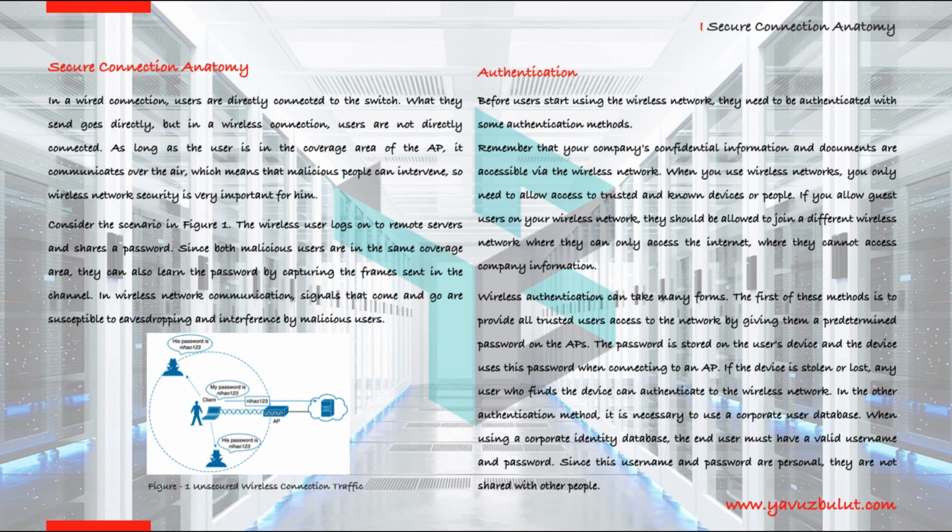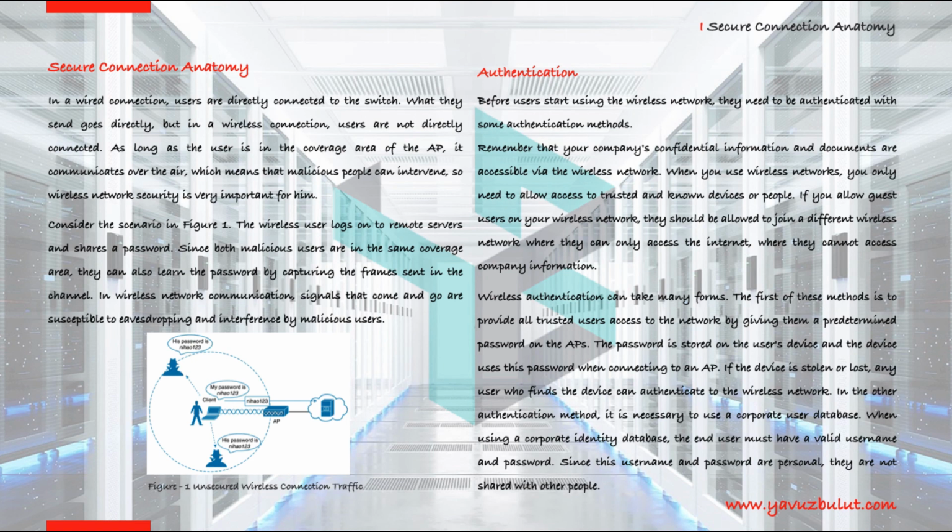In a wired connection, users are directly connected to the switch and what they send goes directly, but in a wireless connection, users are not directly connected. As long as the user is in the range of the access point, it communicates over the air, which means that malicious people can interfere, so wireless network security is very important.